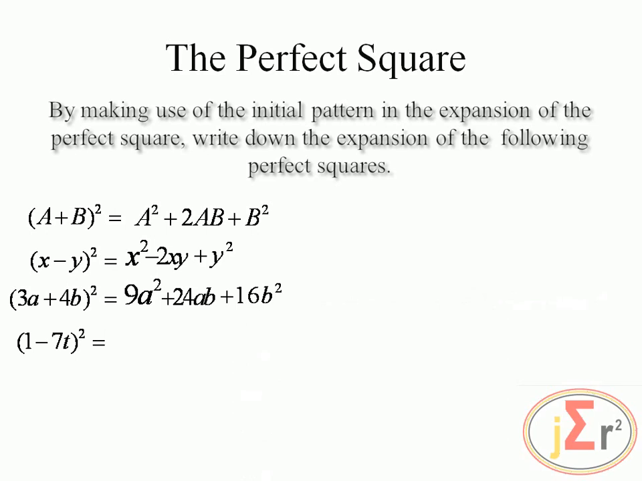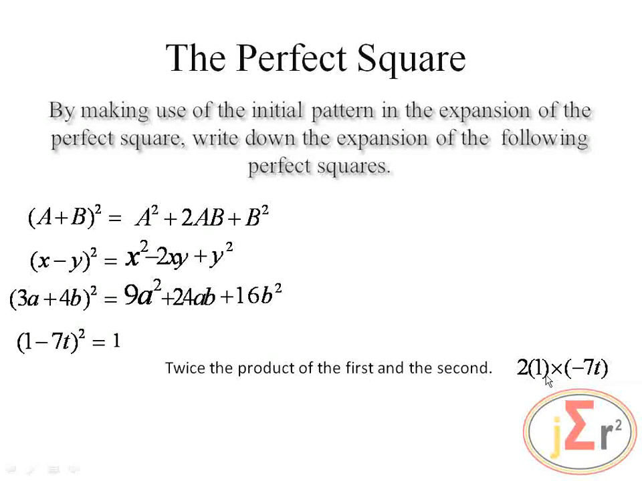(1 - 7t) squared. Square 1, we get 1. The middle term will be twice the product of the first and the second. So there is our 2. There is the first, which is 1, and there is the second, which is negative 7t. And do not forget that when we are taking the sign and all, that will be a negative 14t.